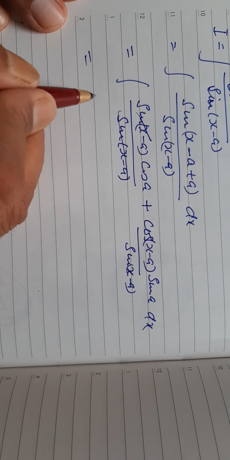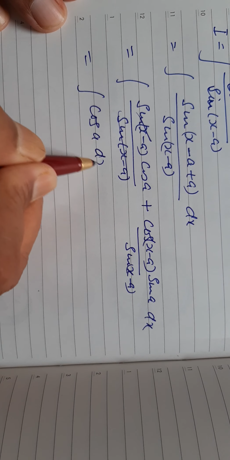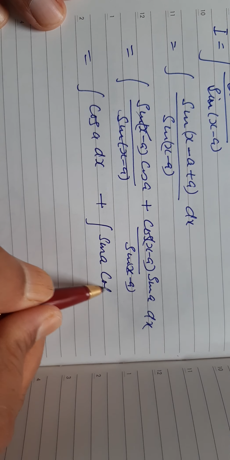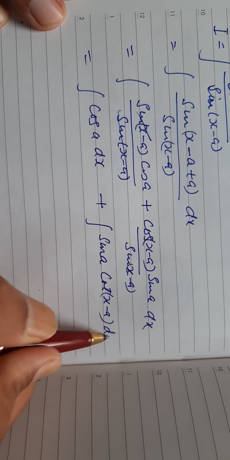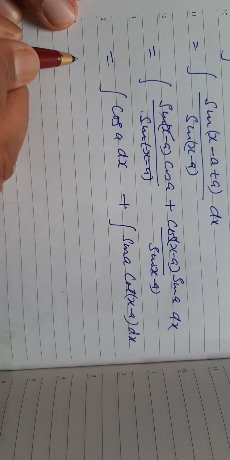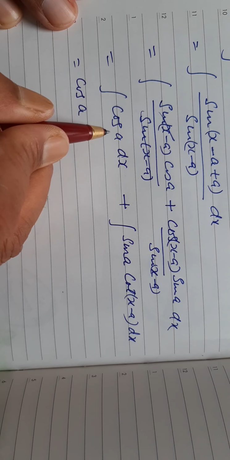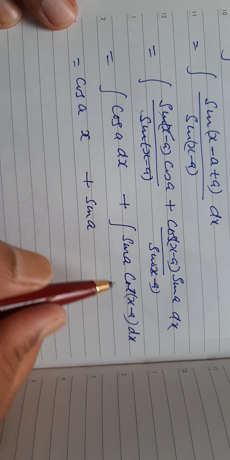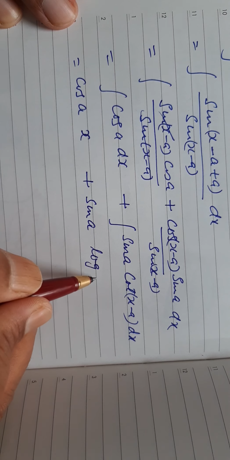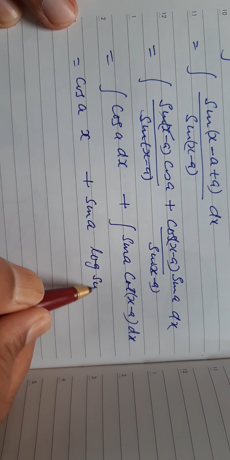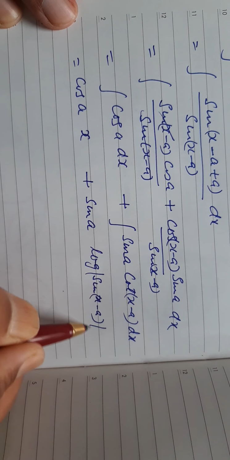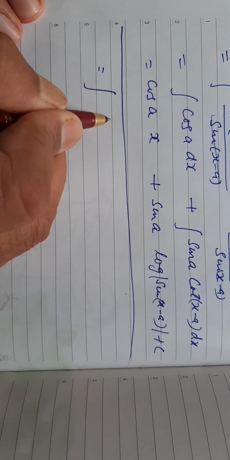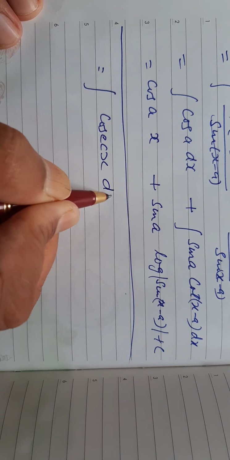The sin x minus a cancels, here we are left with cos a dx plus integration sin a cot x minus a dx. Cos upon sin is cot. Cos a is constant. Then here what is left is 1, whose integration is x, plus sin a is constant, take it outside. The integration of cot x is log sin a plus c.